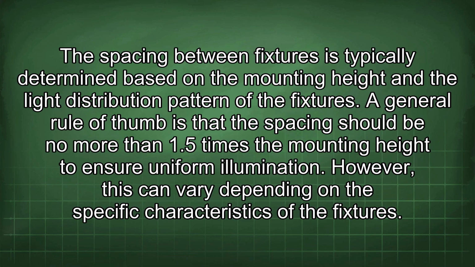The spacing between fixtures is typically determined based on the mounting height and the light distribution pattern of the fixtures. A general rule of thumb is that the spacing should be no more than 1.5 times the mounting height to ensure uniform illumination. However, this can vary depending on the specific characteristics of the fixtures.